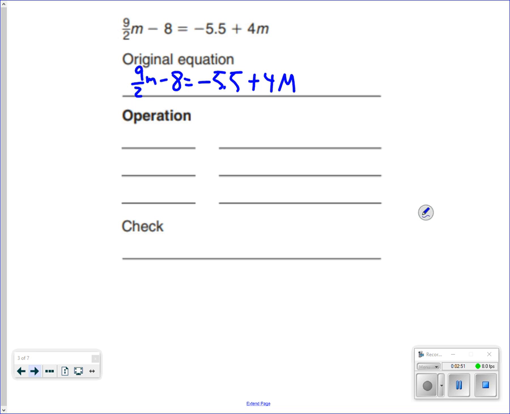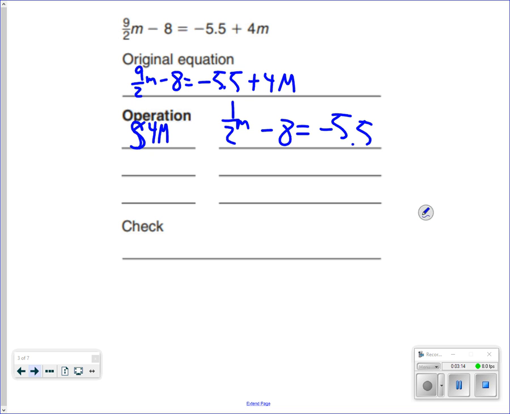So I'm going to be bringing this over here. So I'm going to subtract 4m. So if I do that, I'm left with half an m, because 4m away from here would be half an m left over, minus 8 equals negative 5.5.